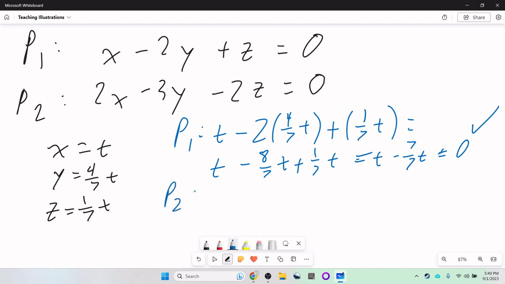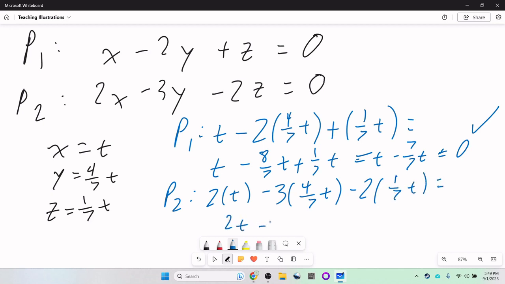And then for P2, we would say 2t minus 3 times 4 over 7t minus 2 times 1 over 7t is 2t minus 12 over 7t minus 2 over 7t, which is 14 over 7t minus 14 over 7t, which is 0. Check. So both of them were supposed to give 0, and they both did. Therefore, this line is in both planes. So unless these happen to be the exact same plane, there's really no other line that would have worked.